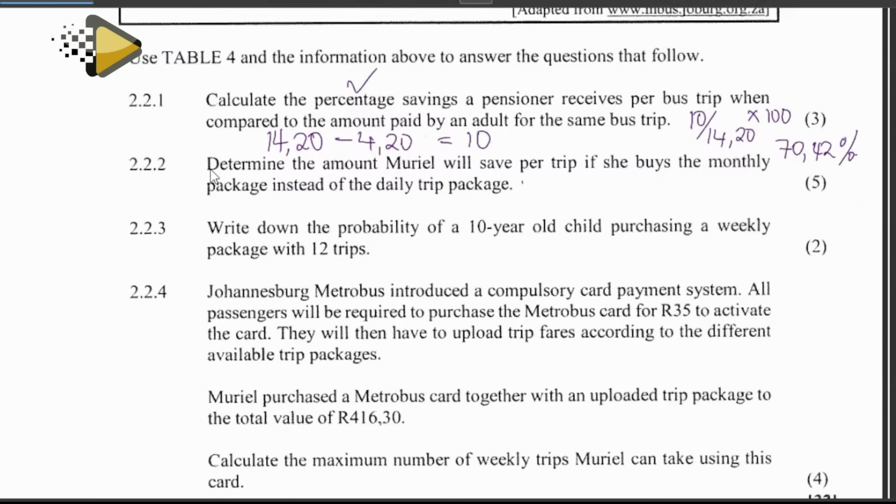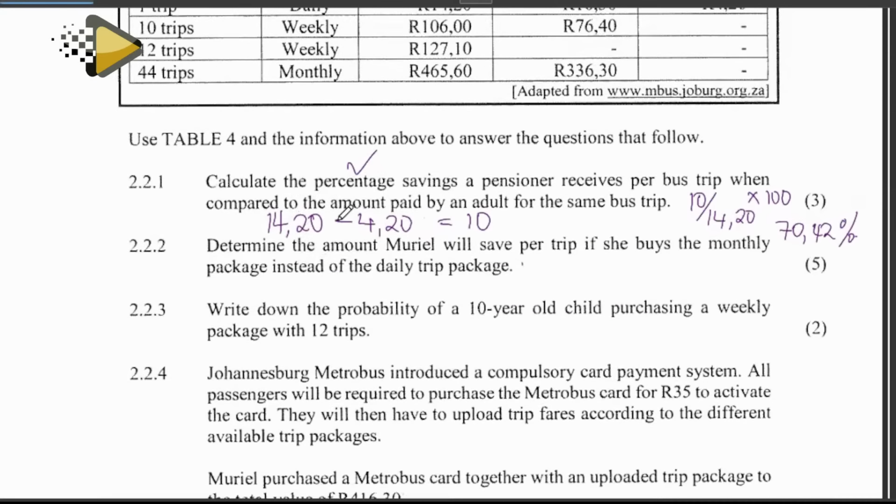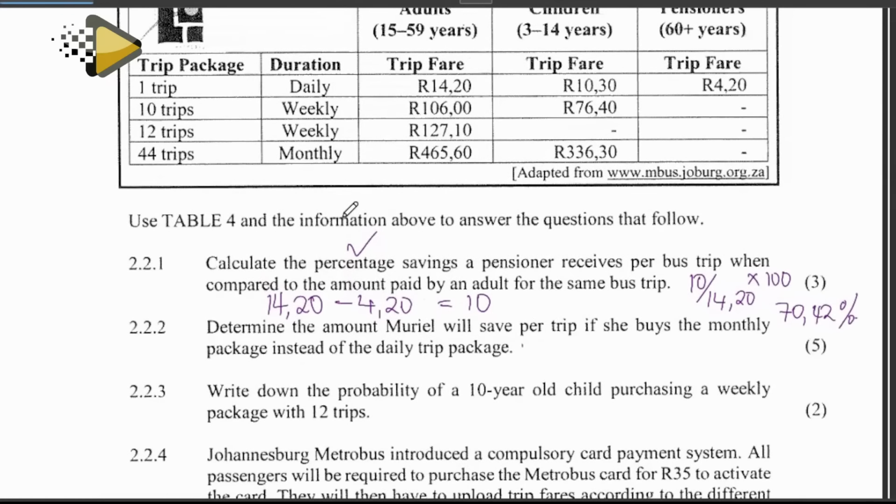Okay. Determine the amount Miro will save per trip if she buys a monthly package instead of a daily package. How much will she save? So first and foremost, determine how much she will save if she buys a monthly package instead of daily. We shall take it to be 30 days in a month. Daily, she will save per trip.